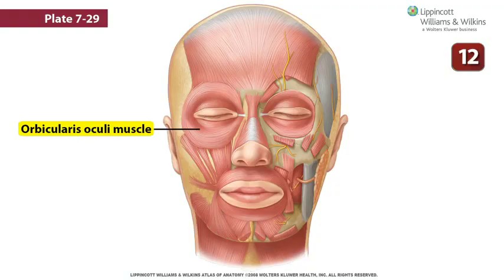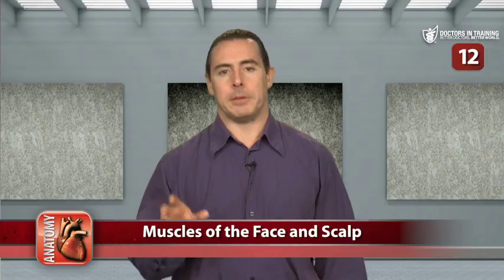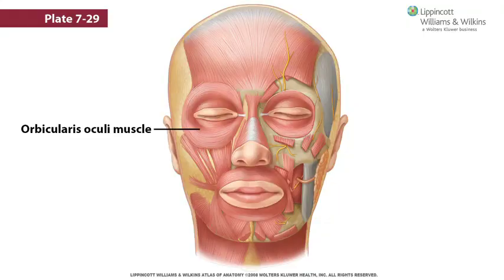The orbicularis oculi muscle is very important for maintaining the health of the eyeball because it is the only muscle that can close the eye. It originates from the bones forming the orbital margin and from the medial palpebral ligament, and inserts on the tarsal plates at the core of the eyelids.